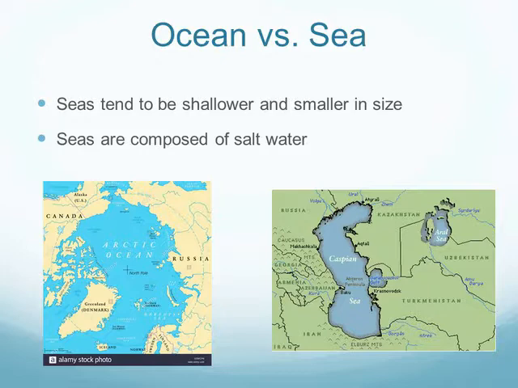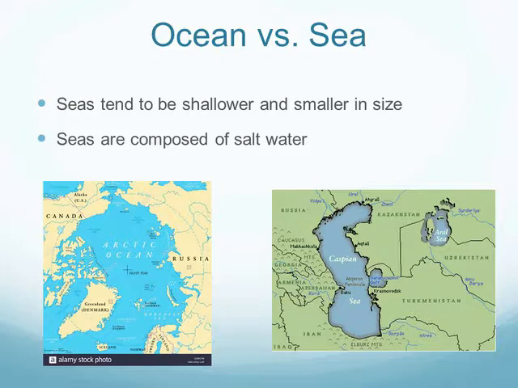An ocean is pretty deep and tends to be fairly large in surface area, compared to a sea, which tends to be shallower and smaller in size, and it is also salty like an ocean. Okay, it doesn't have to be surrounded by land, but generally speaking, it will be surrounded by land to some degree.